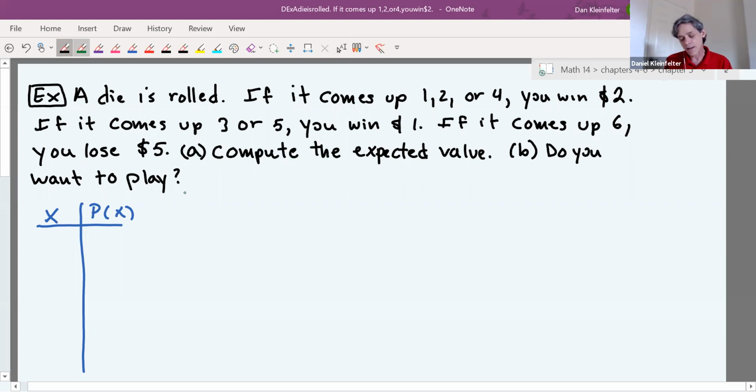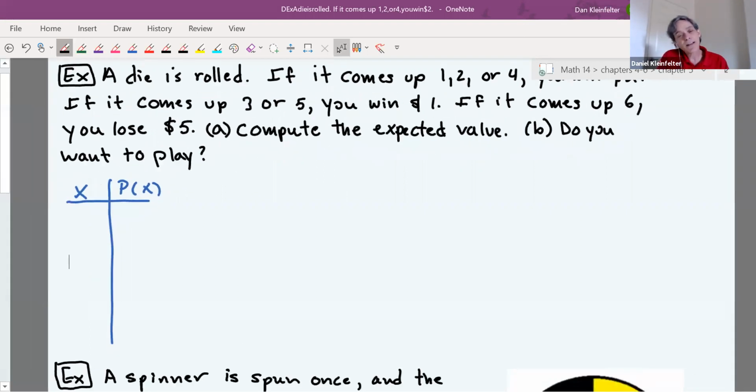So thinking about it, you win if it comes up 1, 2, or 4, and you're going to win $2 if that happens. In fact, if it comes up a 3 or 5, you're also going to win, but you're only going to win $1. If it comes up a 6, you lose, and you lose $5 when that happens. So when you lose, you lose more, but you're going to win more often. So what happens? Let's calculate the expected value and determine if you want to play.